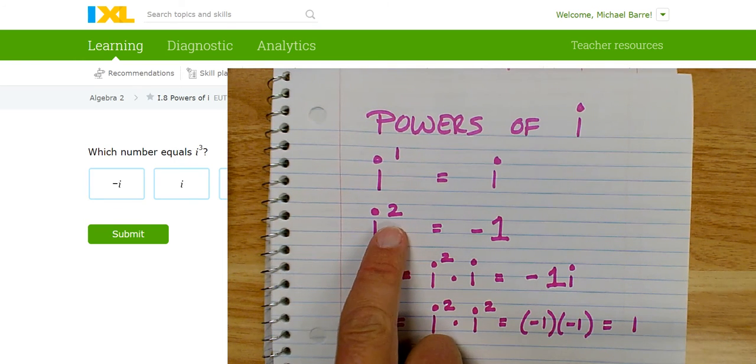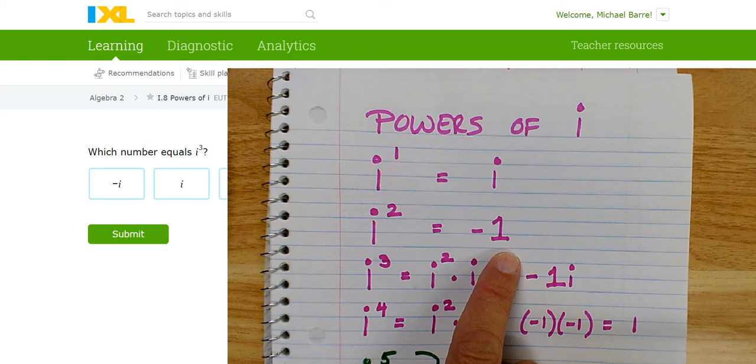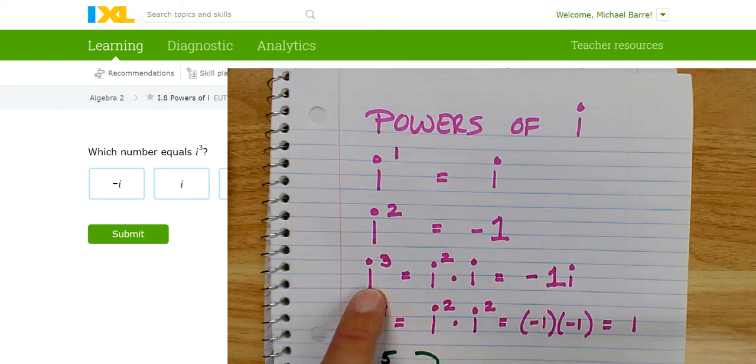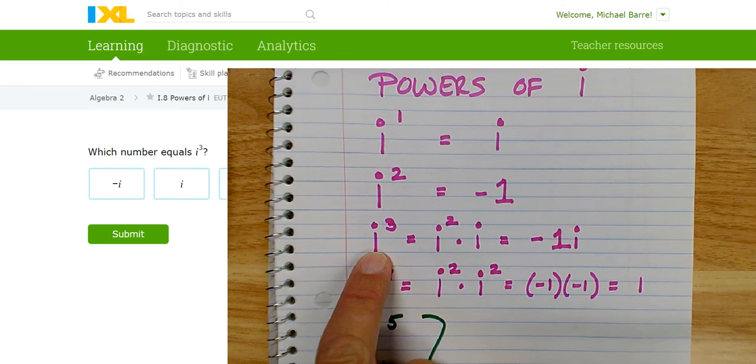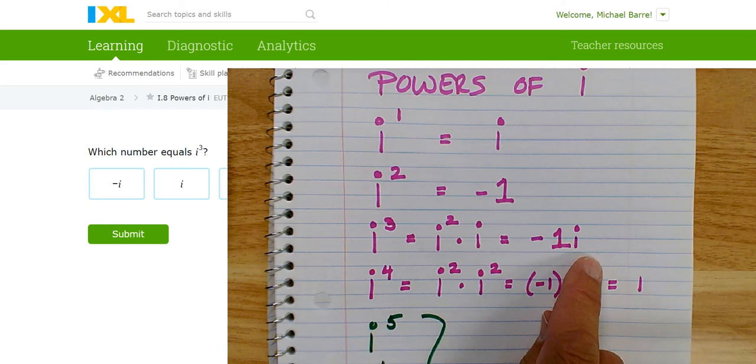Now here, we've talked about this one before, i squared. Well, that's the square root of -1 times the square root of -1, which is -1. So I know i squared is -1. i to the third is really just i squared times i. And since i squared equals -1, this becomes -1 times i.